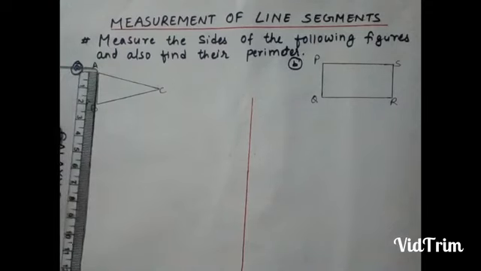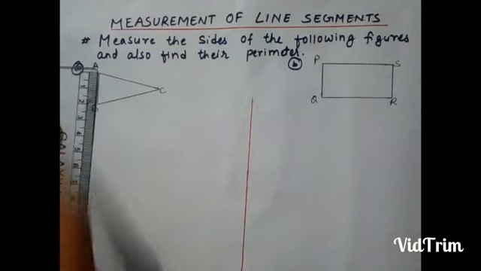Students, look at here. I have kept 0 at A and my ruler is parallel to AB. Now I will read up to B.